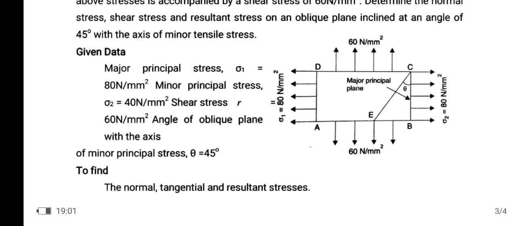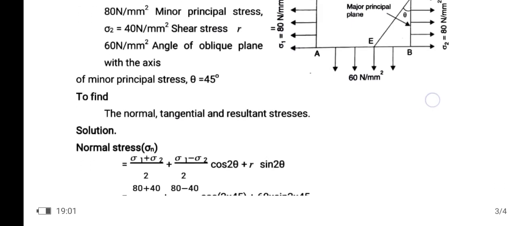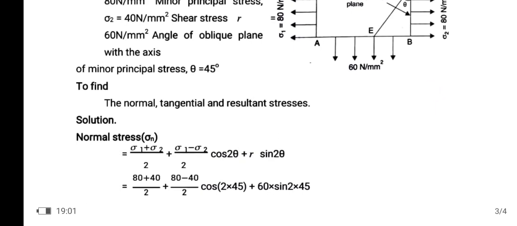Given data: the major principal stress sigma 1 is equal to 80 N/mm² and minor principal stress sigma 2 is equal to 40 N/mm². The shear stress tau is equal to 60 N/mm² and the angle of the oblique plane with the axis of minor principal stress theta is equal to 45 degrees. To find the normal stress, tangential stress and resultant stress.